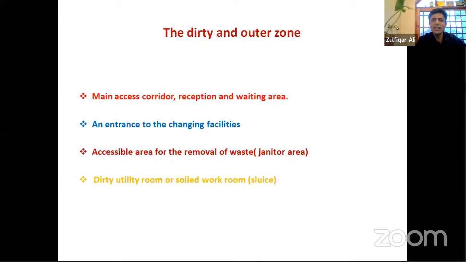So what's basically the dirty or the outer zone? As all of us who work in the operating room every day know, the dirty zone mainly consists of the main corridor to our operating rooms, where we have the patient reception area and the waiting area. Then we have an entrance to the changing facilities for the staff. And we have to have a proper janitor area through which we can remove the waste material, and a dirty utility room where we remove all the soaked linen.